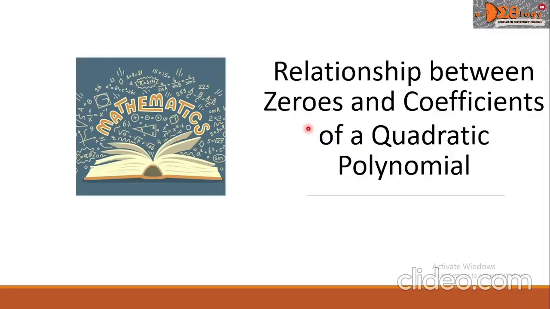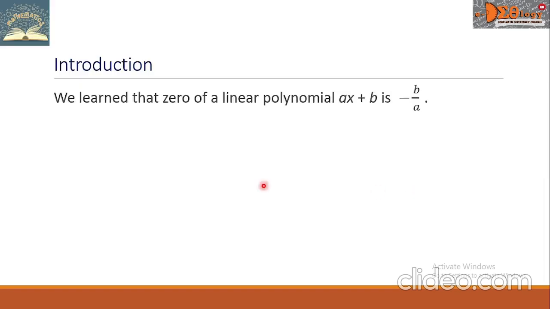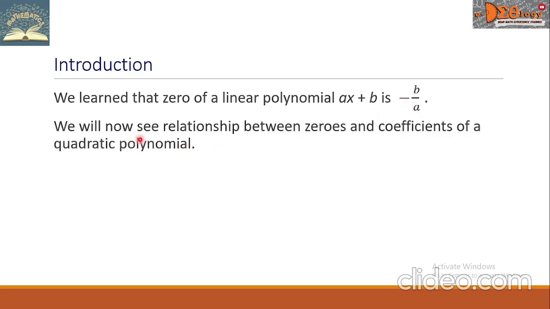Hi everyone. Today we're going to study the relationship between zeros and coefficients of a quadratic polynomial. We learned that the zero of a linear polynomial ax plus b is the negative of b over a. We can see here that the constant b is in the numerator while a, which is the coefficient of x, is in the denominator, and this is negative.